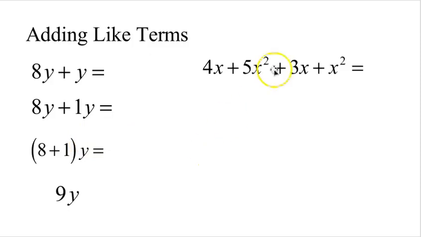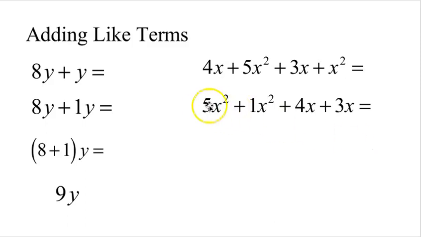Next up, I have 4x plus 5x squared plus 3x plus x squared. Now notice the y over here did not have a coefficient, so I put a coefficient of 1. The x squared doesn't have a coefficient, so I can put a coefficient of 1 as well. So we have 4x, 5x squared, 3x, and 1x squared. But let's rewrite them so that the like terms are together. 5x squared plus 1x squared first, 4x plus 3x second.